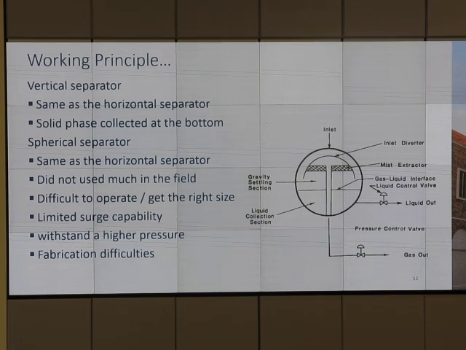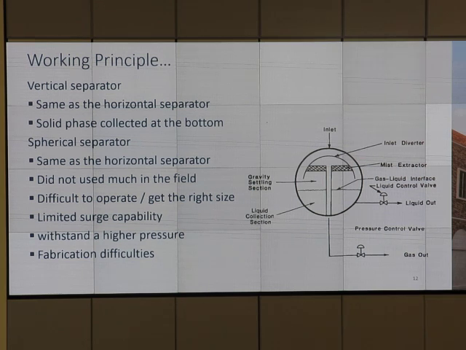In the vertical separator, at the bottom, we have a cone shape to collect any sand particle or any solid particle at one location, and then we can drain it. Okay. Spherical separator, we don't use it anymore. Done, right? That's a spherical separator.